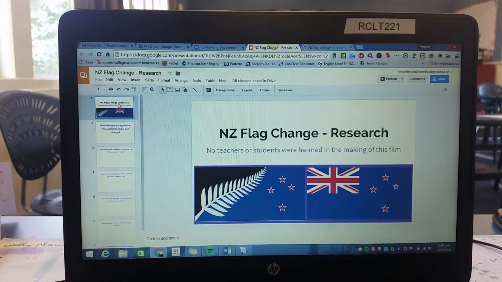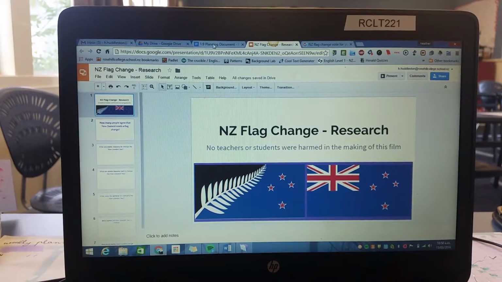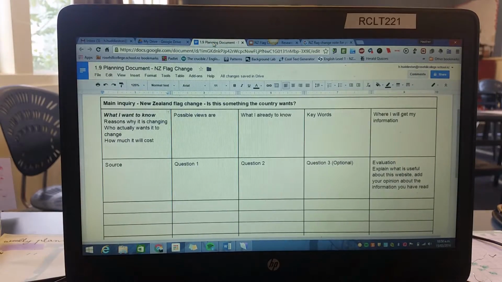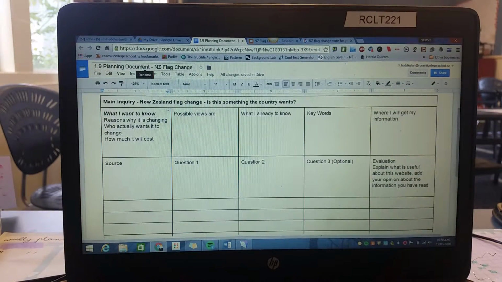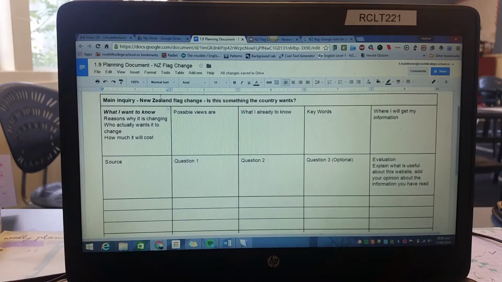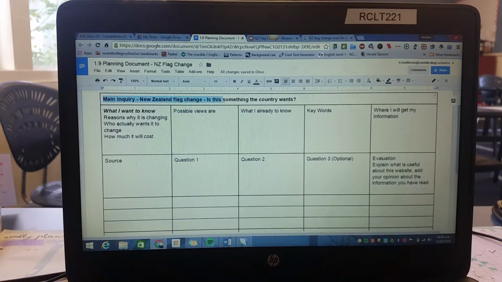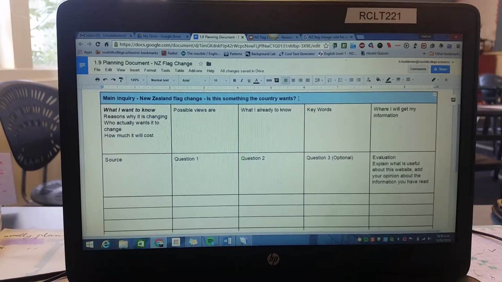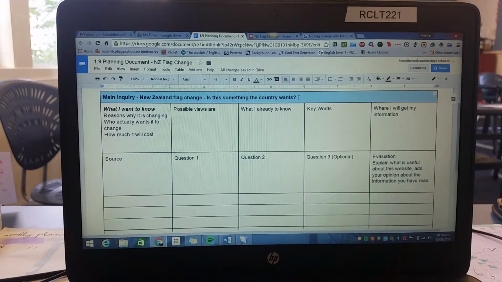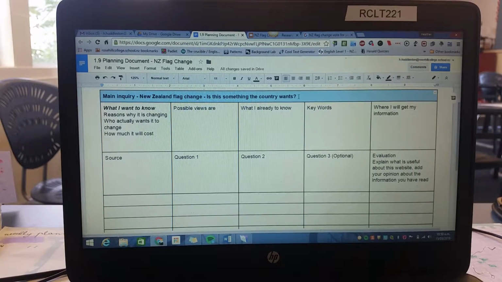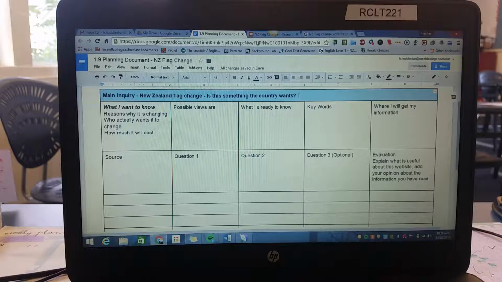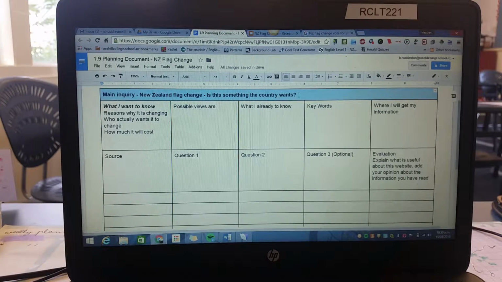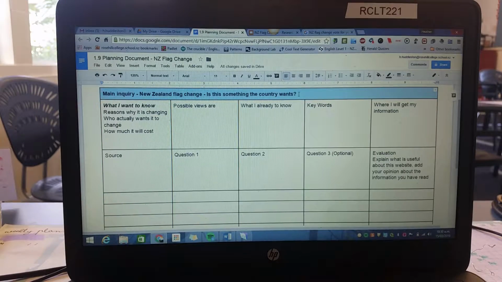All right, so the first document that you need to make sure that you have completed is this one, your 1.9 planning document. In the top, where it says main inquiry, you need to make sure that you clearly type out the topic that you are doing. You can also, if you like, add a little question onto the end of it to get the readers thinking about what maybe you are researching.